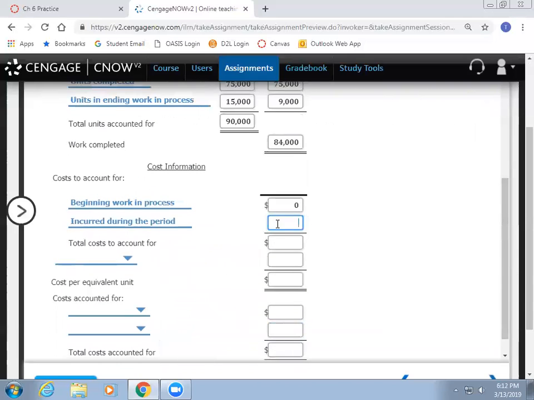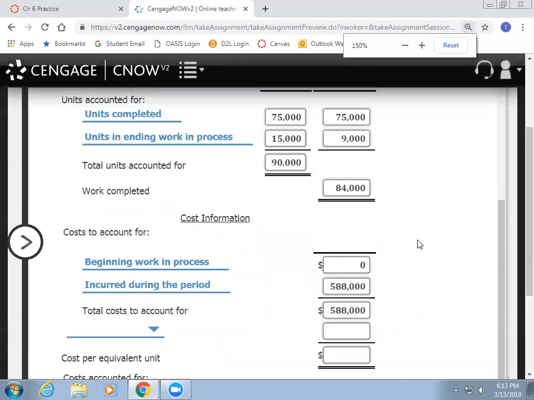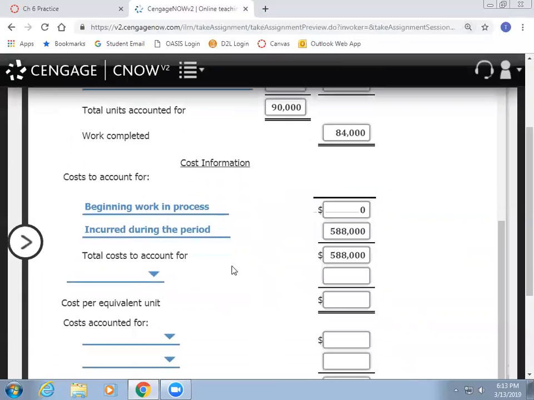So how much are my total costs? How much? 588. Yeah, 588, very good. 588,000. Thank you. Okay. So then the total costs to account for are just the 588,000 because we had no beginning.